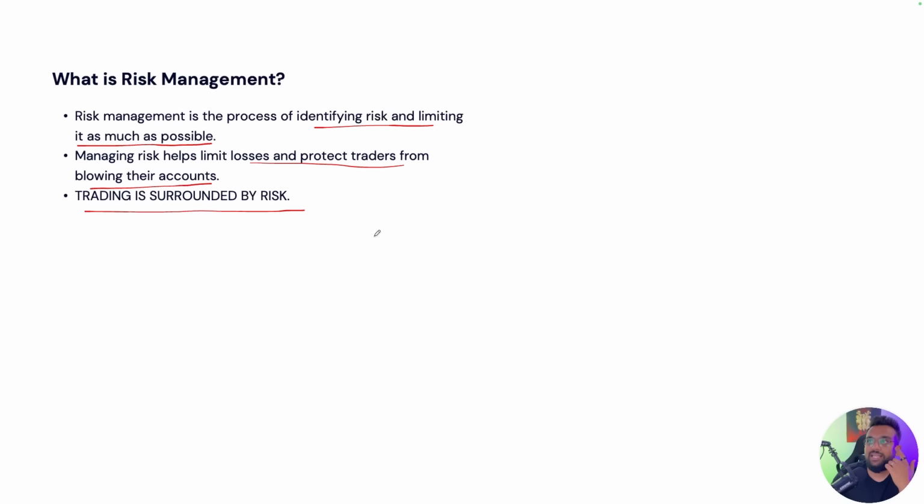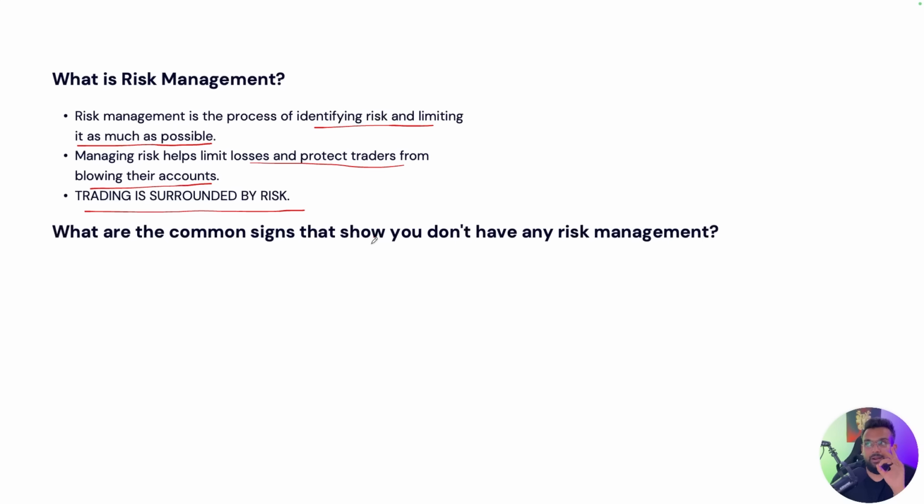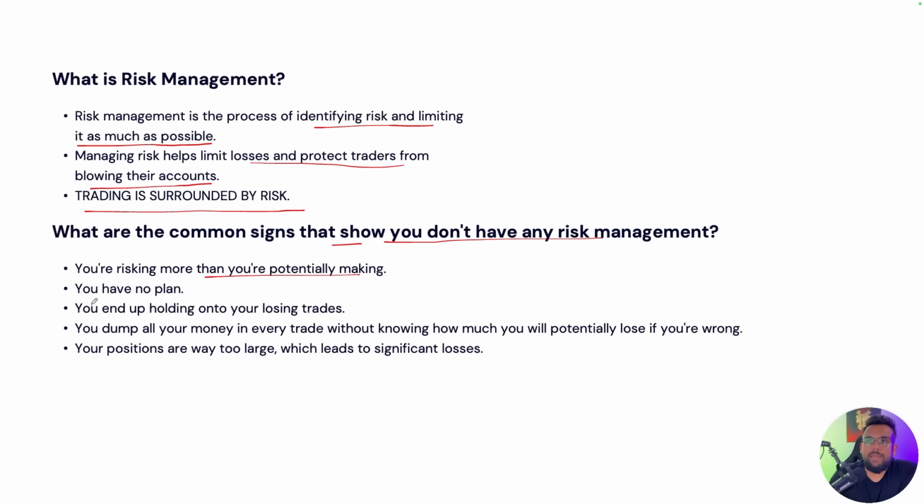What are the common signs that you are not following any risk management? You're risking more than you're potentially making. You have no plan on a trade, how to enter, how to exit. You end up holding onto your losing trade and selling your winning trade. You dump all your money in every trade without knowing how much you will potentially lose if you're wrong. You see what I'm saying?